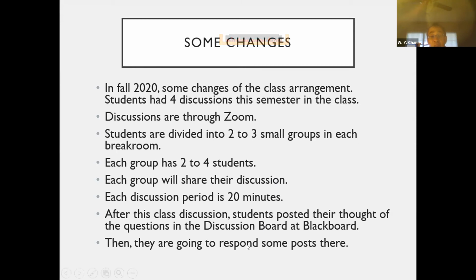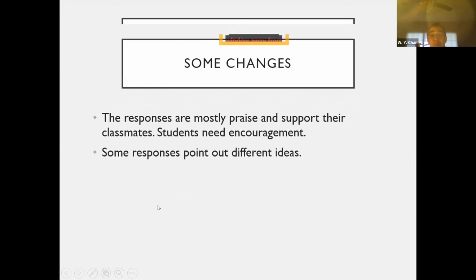And also respond to some posts right there. So this is something new I did last semester. What I found is that their responses are mostly to praise and support their classmates. So students need a lot of encouragement. And in some responses, they will say a different idea. So A will say a different idea to B as well.